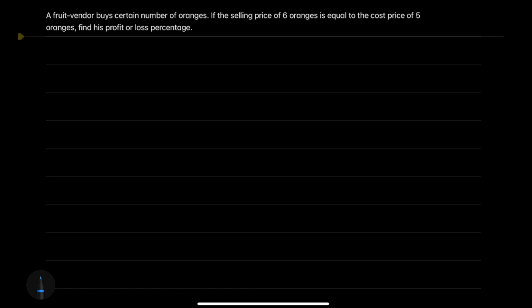So next question is, a fruit vendor buys a number of oranges, and if the selling price of 6 oranges is equal to the cost price of 5 oranges, find the profit or loss percentage. So let us take the cost price of the vendor for 1 orange to be X rupees. So the cost price of 5 oranges would be 5x.